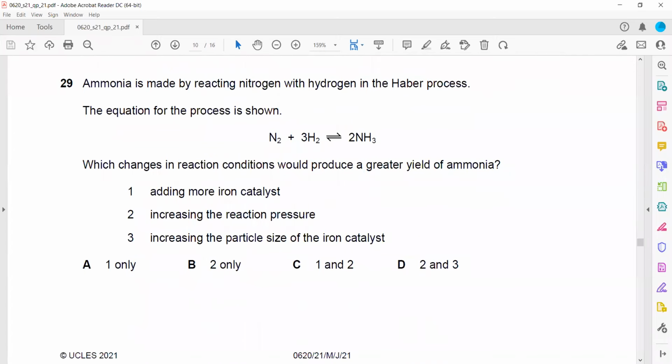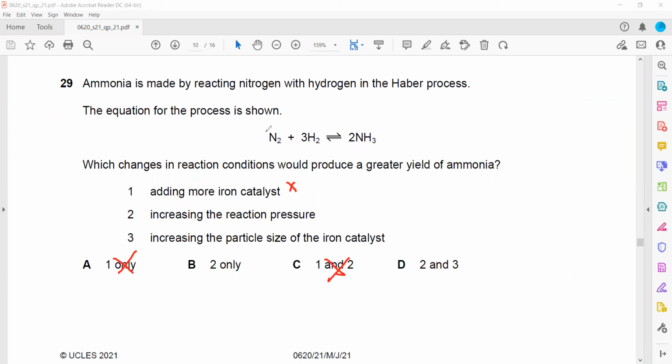Question 29. Ammonia is made by reacting nitrogen with hydrogen in the Haber process. The equation for the process is shown. Which change in a reaction condition would produce a greater yield? Like how we increase the rate or shift the equilibrium towards the right hand side. Adding more catalyst, increasing. First thing, in reversible reactions, rate is affected, but not the yield. Yield is not affected by a catalyst. So any option which includes 1 is totally wrong.